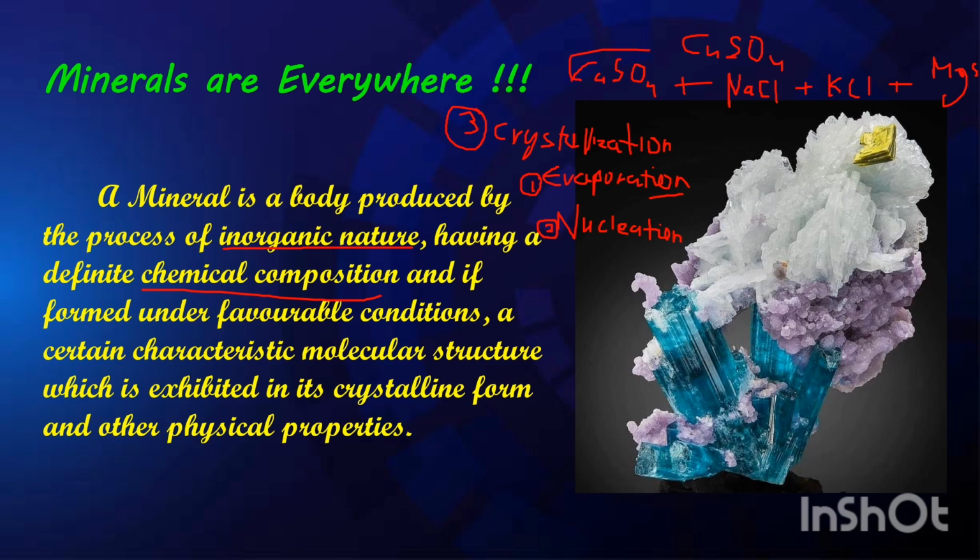Suppose you talk about gypsum, we have calcium sulfate. We talk about halite, halite is NaCl. We talk about sylvite, sylvite is KCl. And if we talk about this example, this is tourmaline. Tourmaline's formula is very complicated, but it is an aluminium borosilicate mineral. So every mineral has a different composition, and if formed under favorable conditions, a certain characteristic molecular structure which is exhibited in its crystalline form and other physical properties.